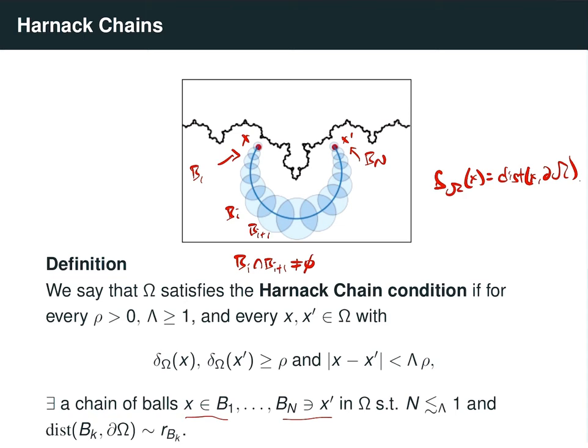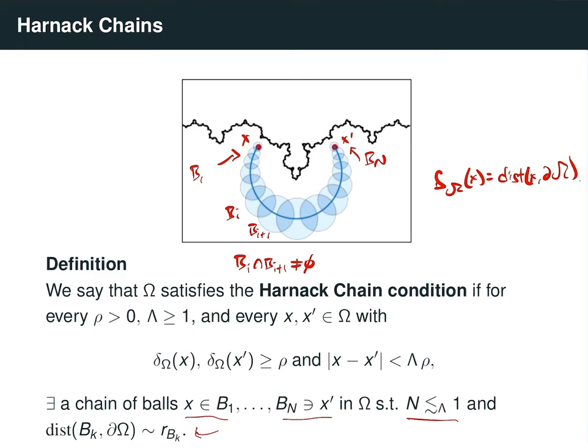Okay, so there exists such a chain of balls such that furthermore, the length of the chain is no more than a constant depending on lambda. And moreover, these balls avoid the boundary. Their distance to the boundary is comparable to their sizes.